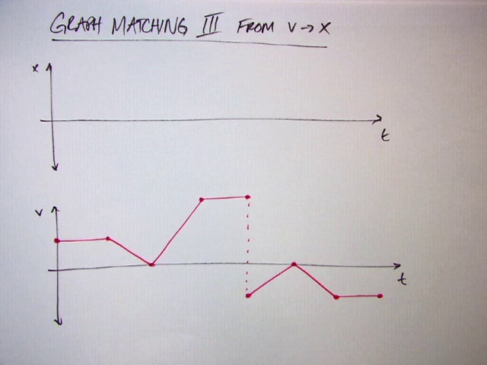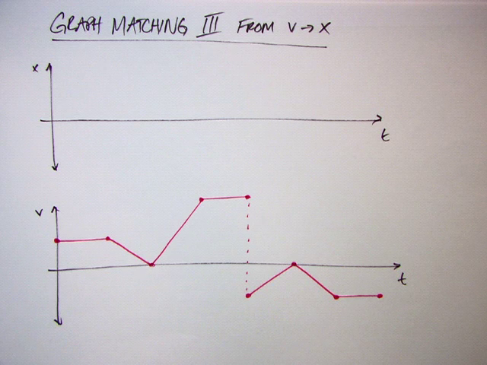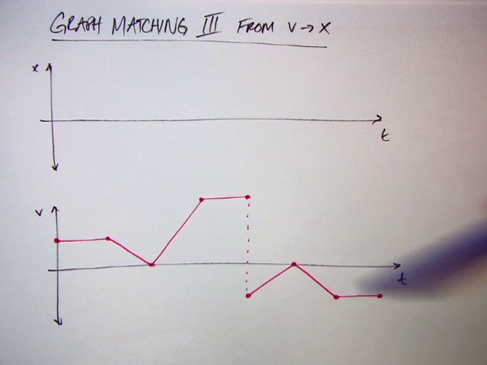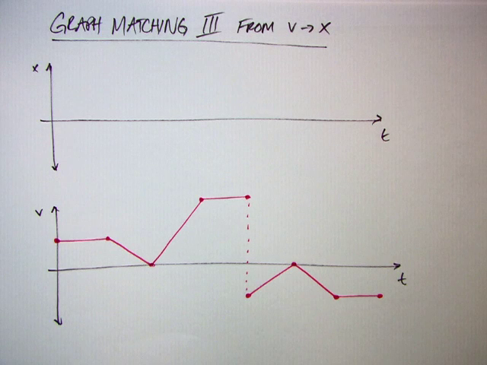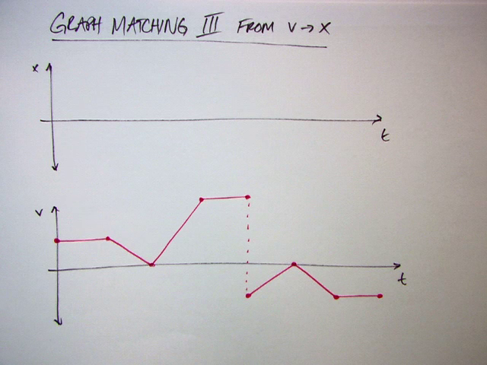Okay, in this video we're going to look at a skill that is definitely a little bit harder than figuring out a velocity time graph from a position time graph for an object moving, and that is working backwards from a velocity time graph to a position time graph. So in this example, you see we have the velocity time graph plotted out below, and we want to map the position time graph of the moving object.